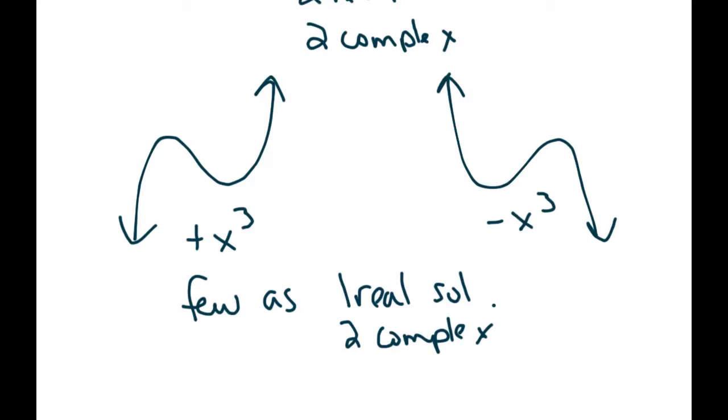Otherwise, it's going to have three real solutions. That's the only other thing that can happen. And the reason is because, remember, you can't have one complex solution. It's either two or some other even number.